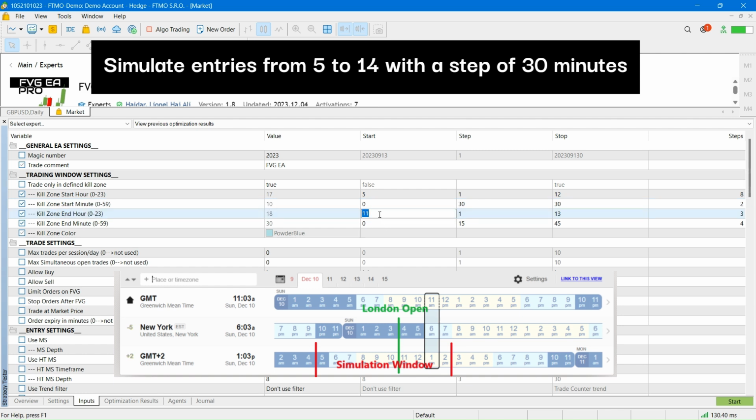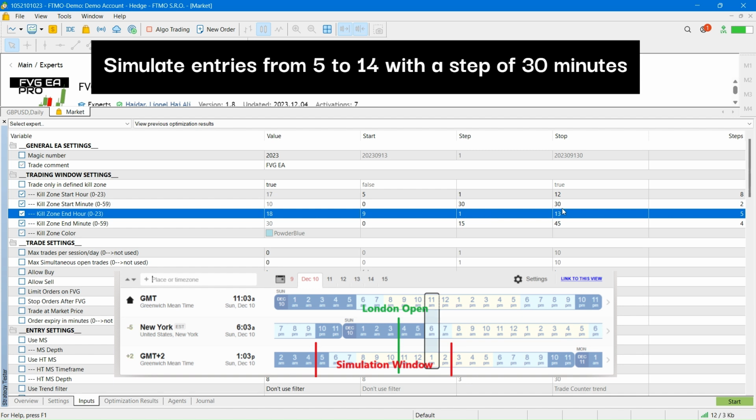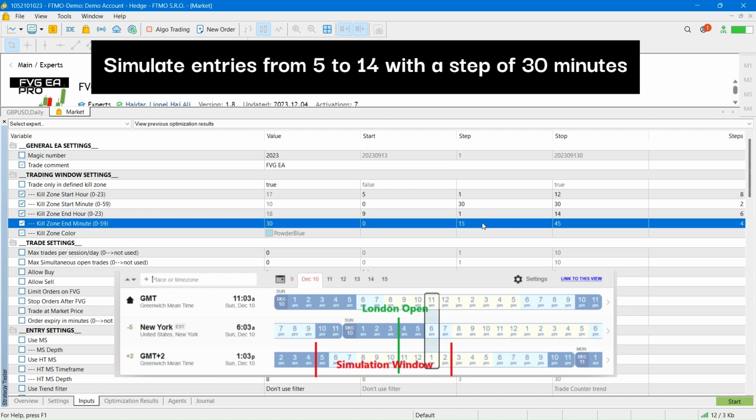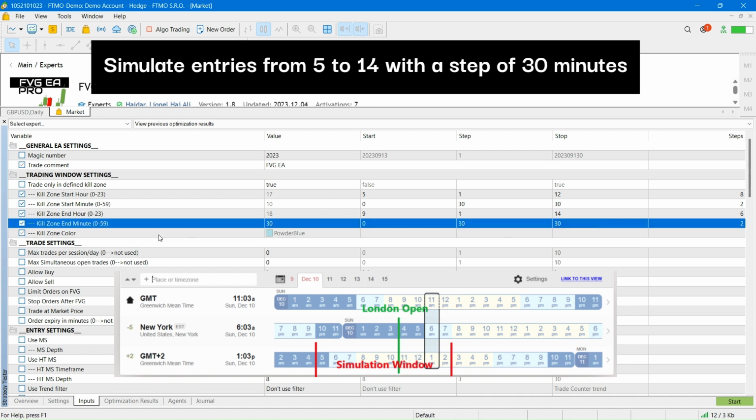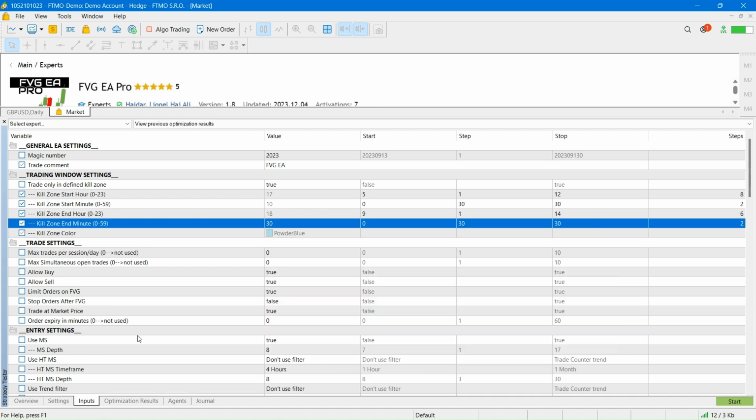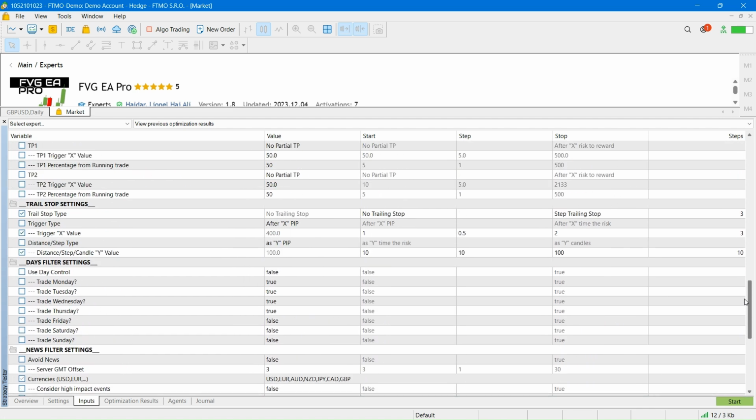And for the end of the kill zone, basically, as I'm starting early, sometimes this setup happens really before the opening of London. So I'm going to go, let's say, for 9. I'm going to go up till 14, and same for the hours. I'm just going to simulate 30 minutes, and that's all I'm doing. I'm going to take simple trades. I have an MSS, so market structure shift. I'm just simulating the window to see which window would be the most suitable for me to automate my strategy.